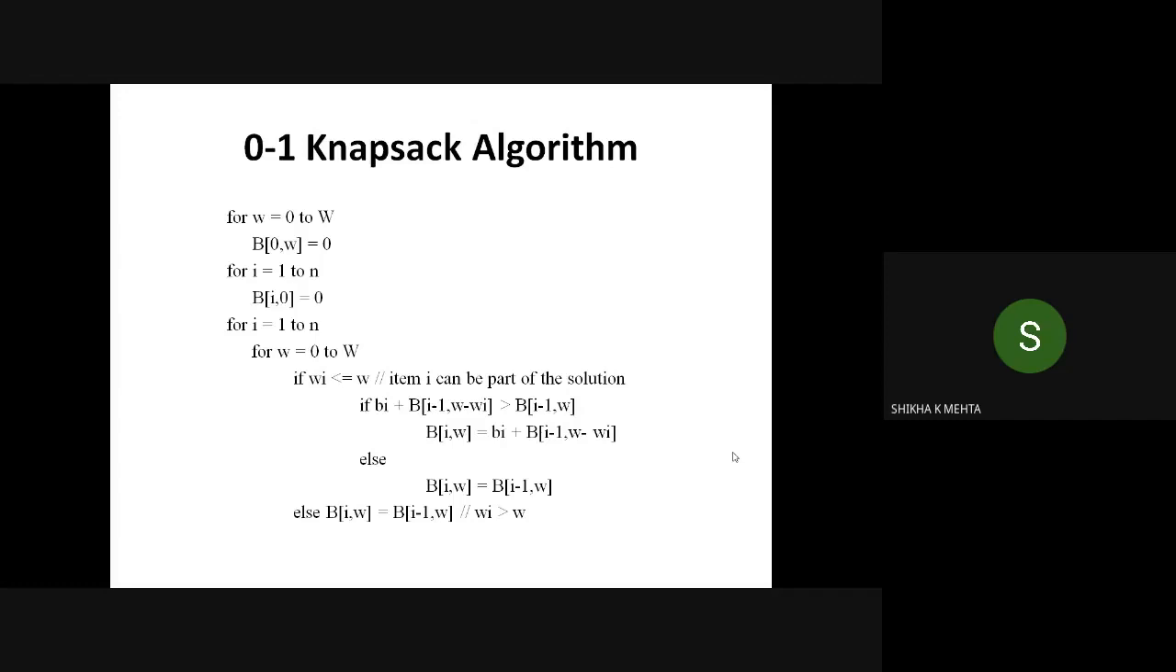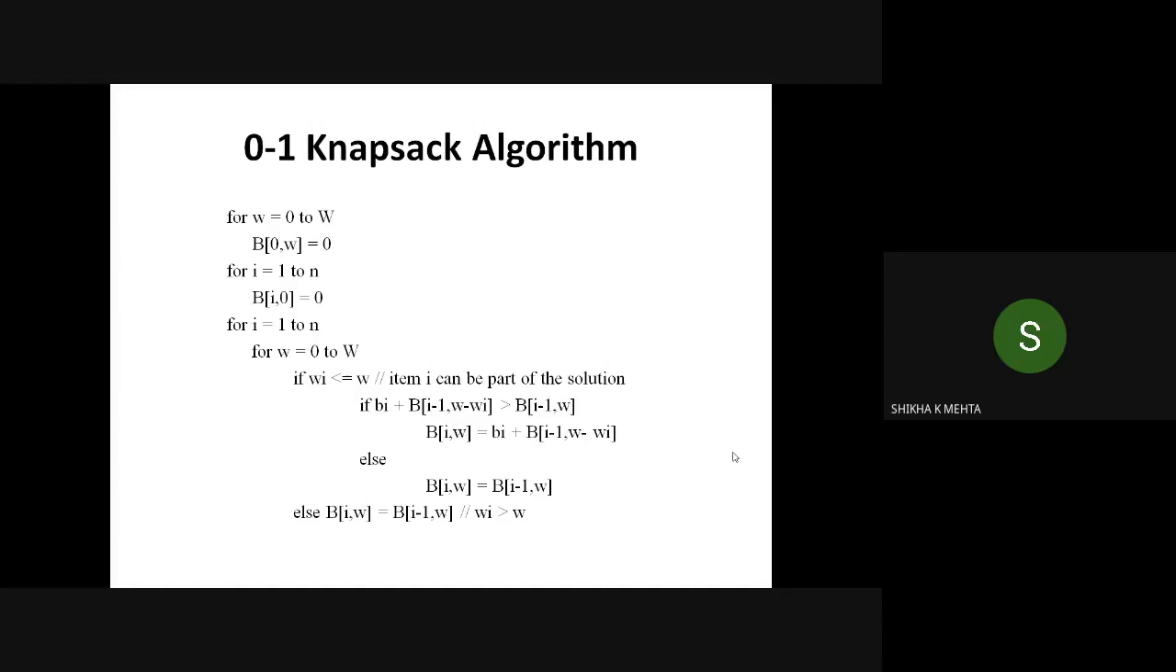Then we compare: if Wi is less than or equal to W, the item can be a part of the solution. So we pick up the first item. For every item we have a certain weight and a certain profit associated with it. If the weight of the item is less than the capacity, then it can be a part of the solution.